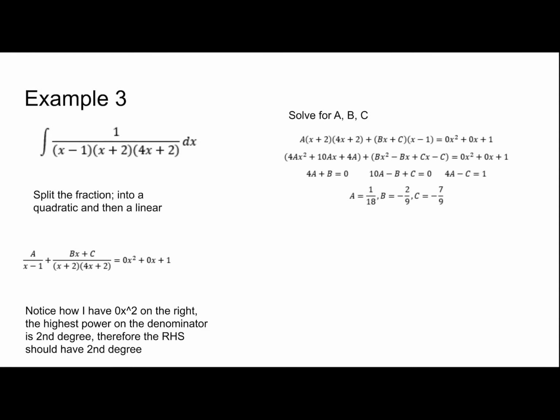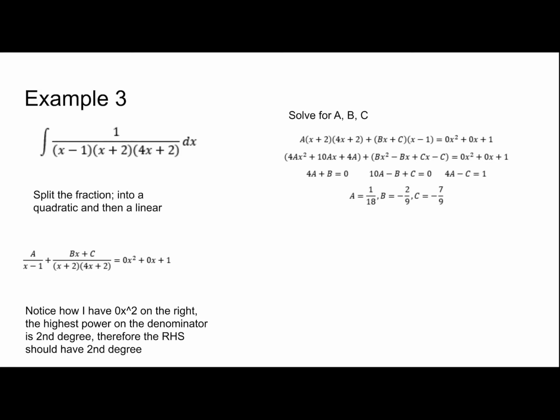So now we have a times (x plus 2) times (4x plus 2) plus (bx plus c) times (x minus 1). That equals 0x squared plus 0x plus 1. So if we expand everything, we should get 4ax squared plus 10ax plus 4a plus bx squared minus bx plus cx minus c, that equals 0x squared plus 0x plus 1.